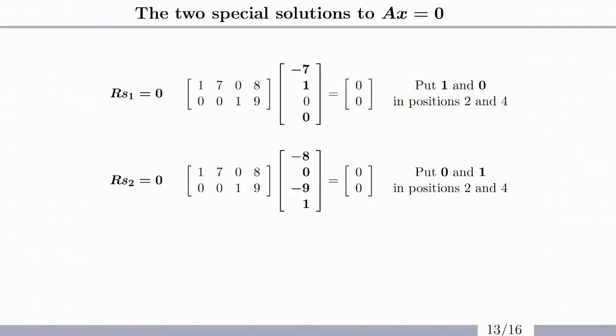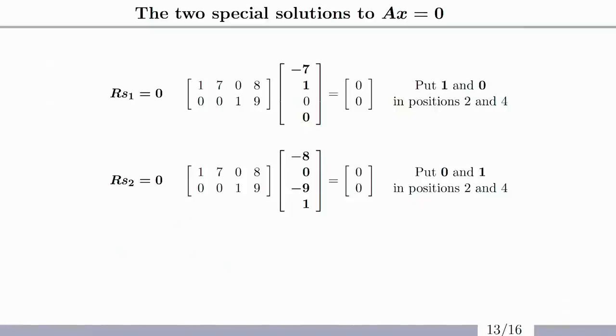These are remembering the special solutions. And why not, you remember those? The second column was 7 times the first column, so that gave that special solution, that combination, to give 0. And then the other combination gave the 0 vector.